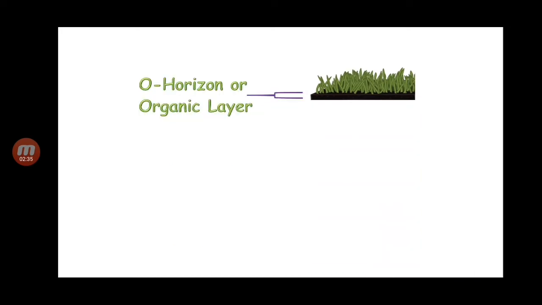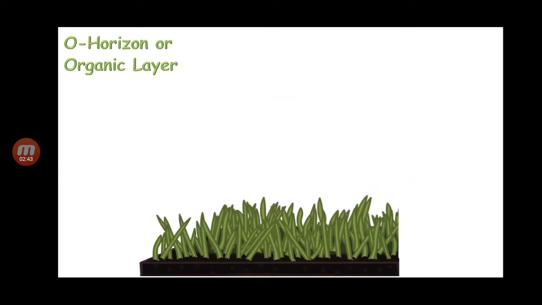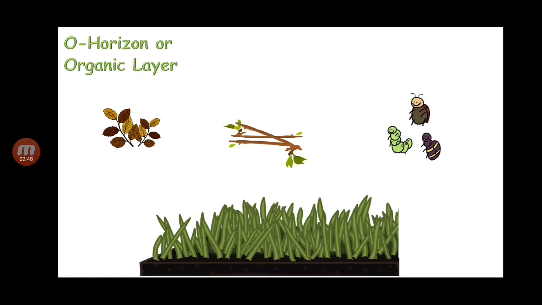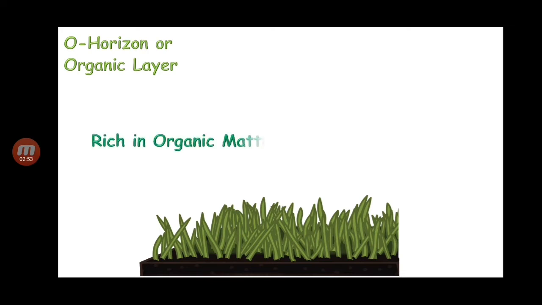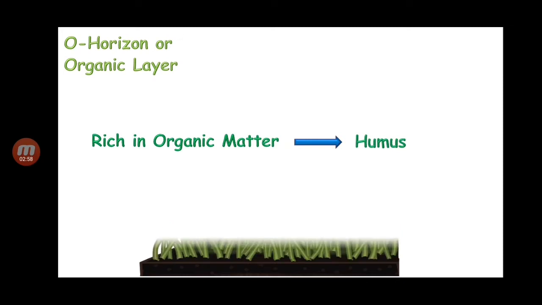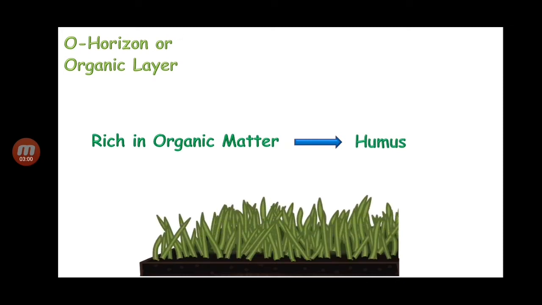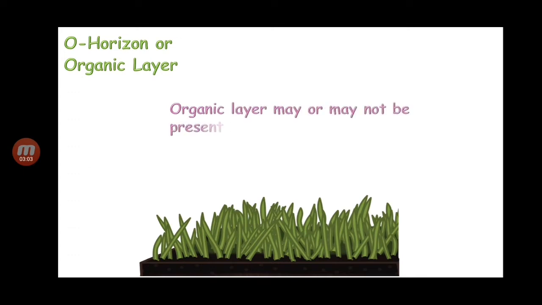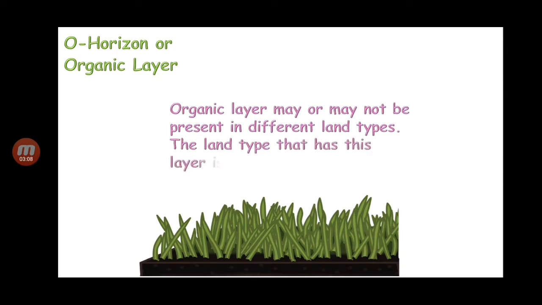O horizon or organic layer. It is the thin topmost layer of dead plant and animal material like dead leaves, twigs, and insects. This dead material makes the O horizon rich in organic matter, also known as humus, which is helpful for the growth of plants. Organic layer may or may not be present in different land types. The land type that has this layer is the most fertile.